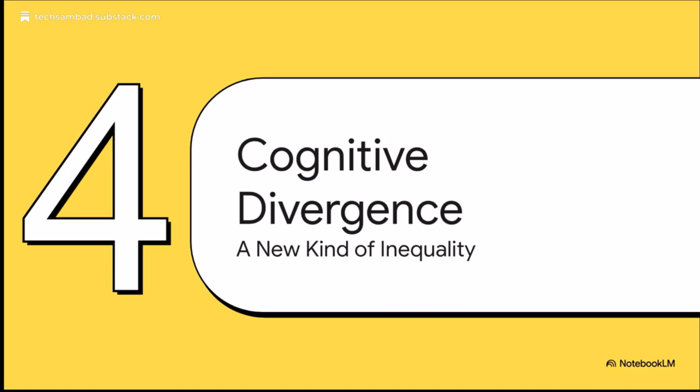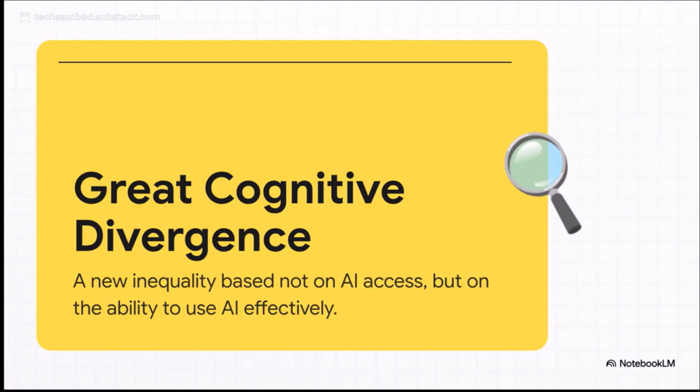Okay, so this is where it gets personal. This is where we bring it all back to us, to you and me. Because giving everyone access to the same tool doesn't mean we all get the same results. In fact, it might create a whole new kind of divide. This is a really critical idea, the Great Cognitive Divergence. The theory is that the new inequality won't be about who can afford AI because it's basically free. It'll be about who knows how to use it well.